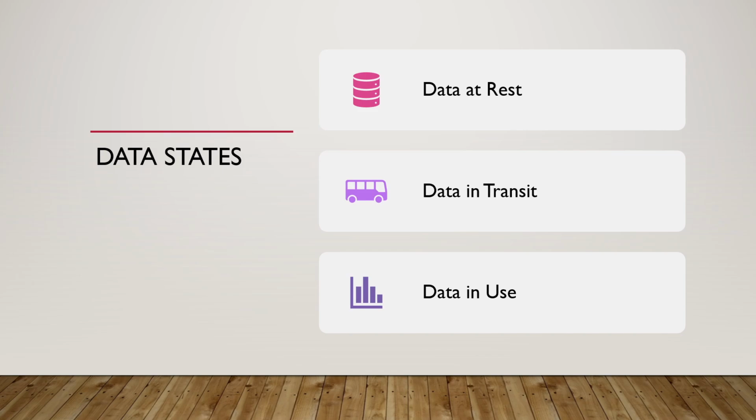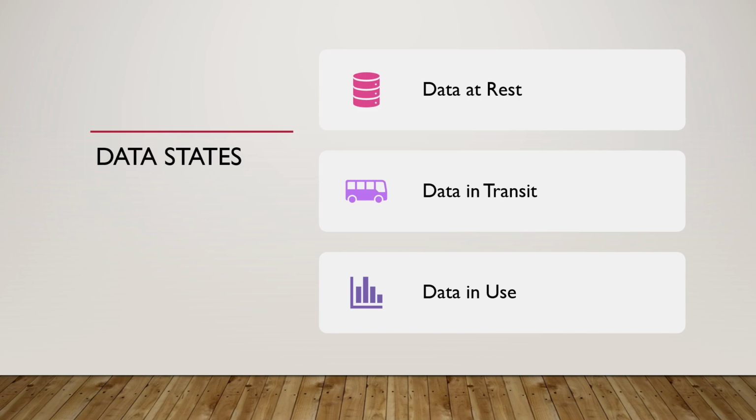Our last one's going to be data in use. Data in use refers to data that's actively being processed by applications, systems, and even users. This includes data that's being accessed by being edited or even analyzed in real time. So most of the time this data will be found in like RAM or CPUs because it's being temporarily stored for processing.